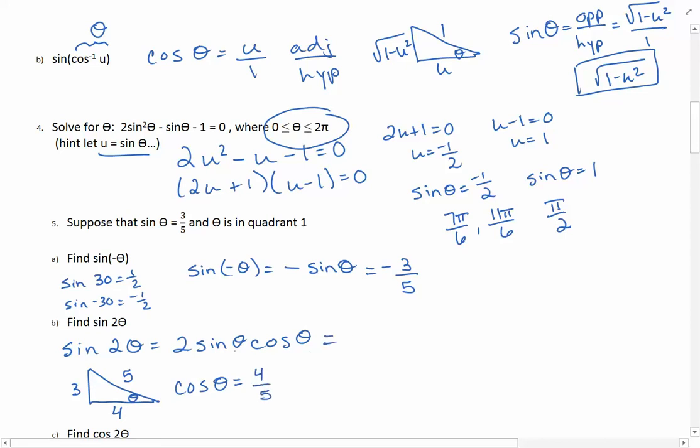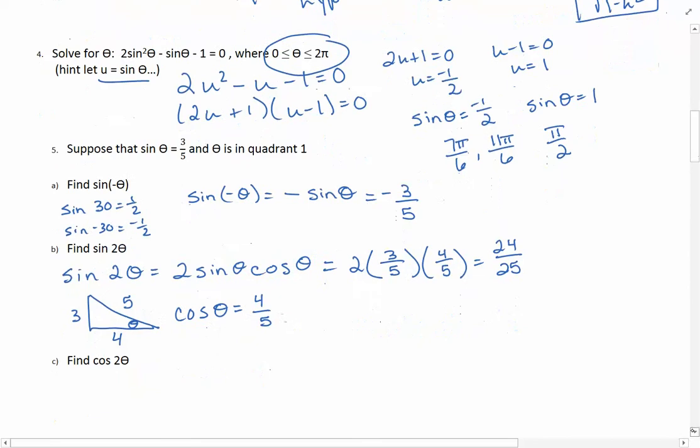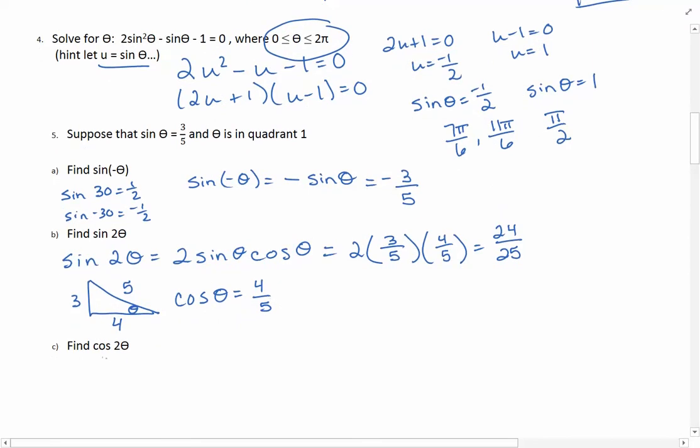So we can fill out this formula. It'll be 2 times the sine of theta, which is 3/5, times the cosine of theta, which is 4/5. And so you get 24/25 as your answer.